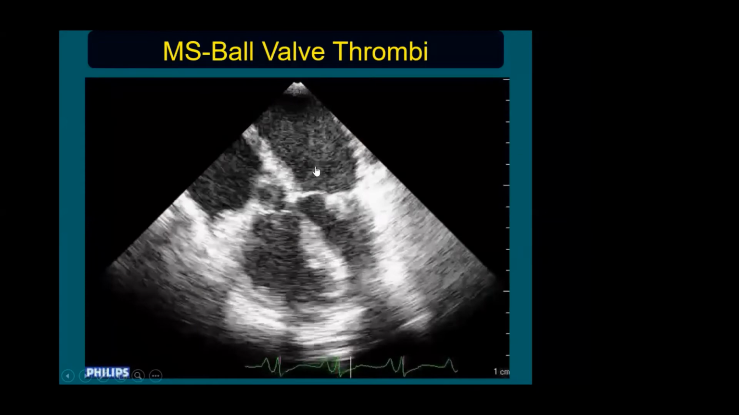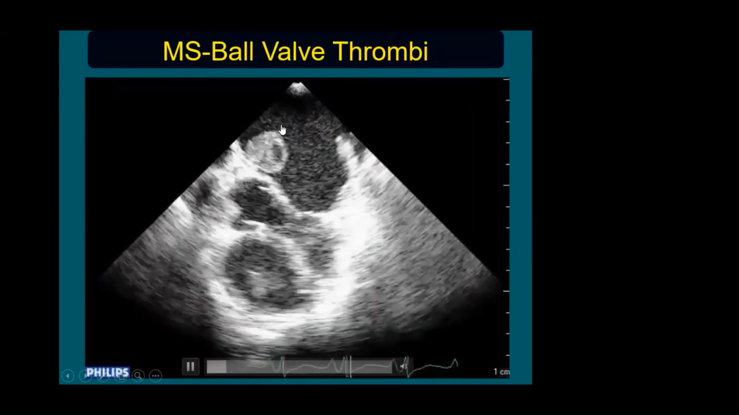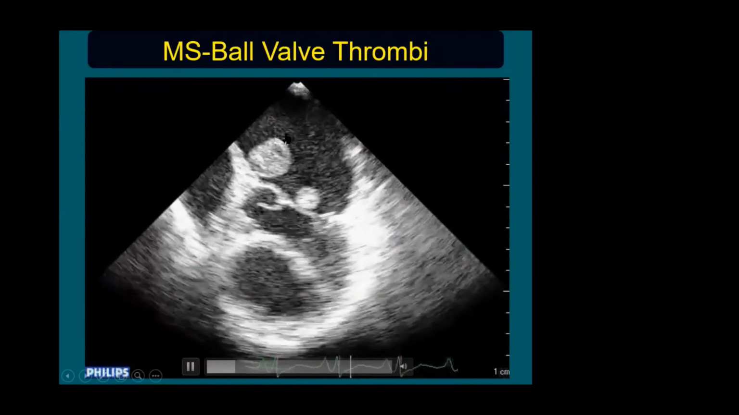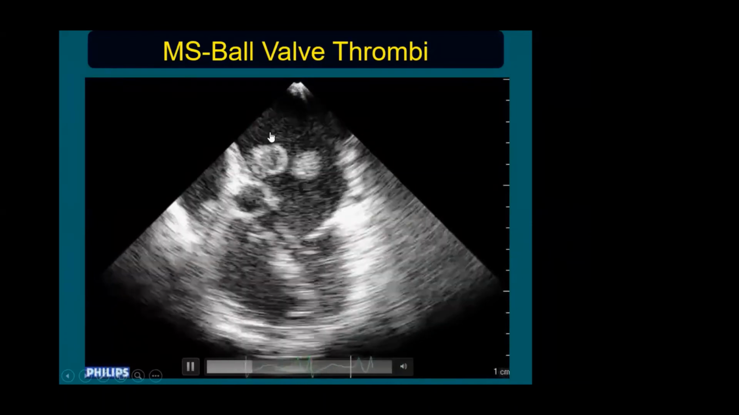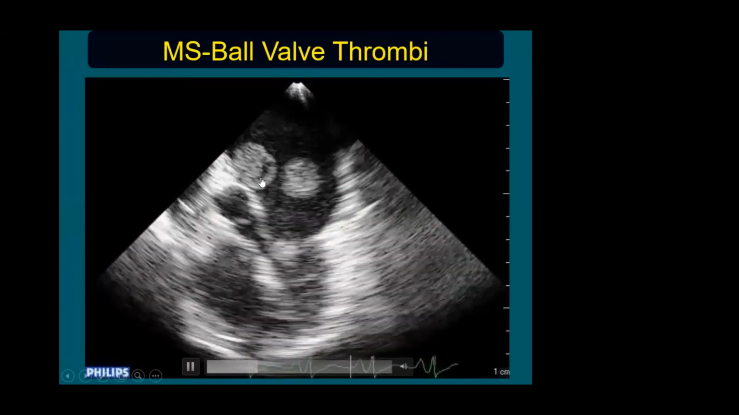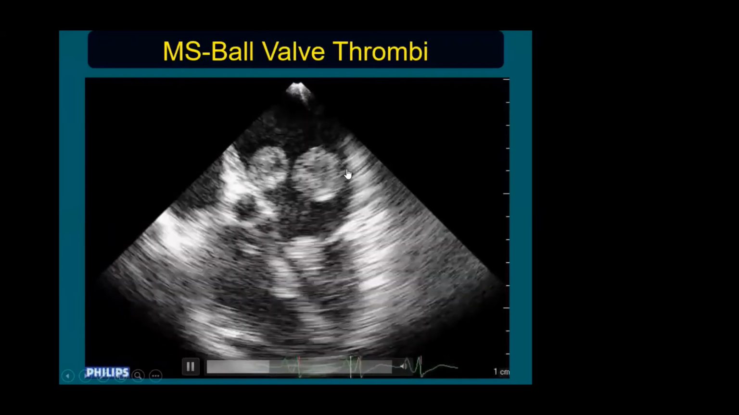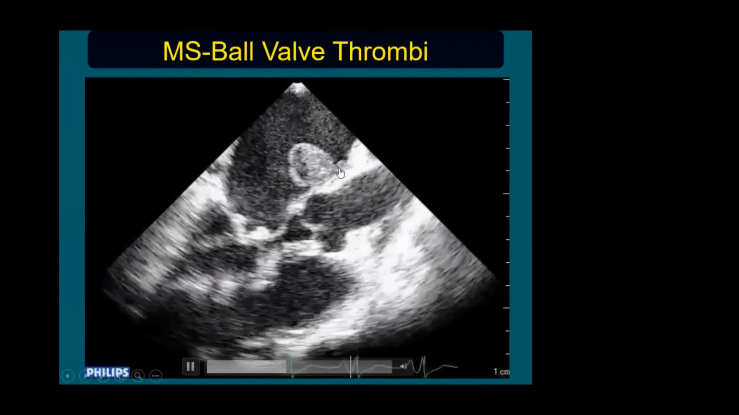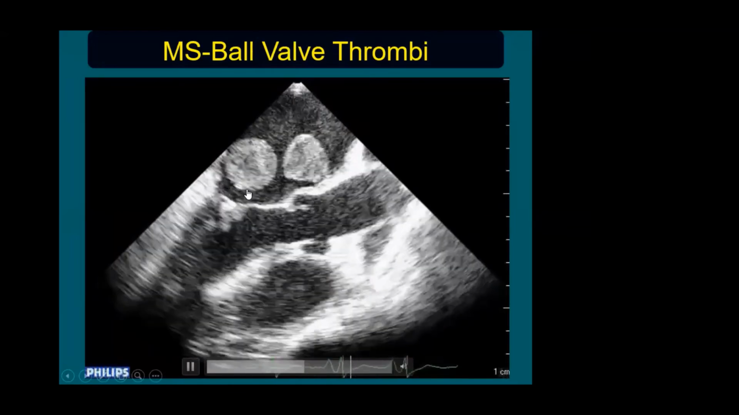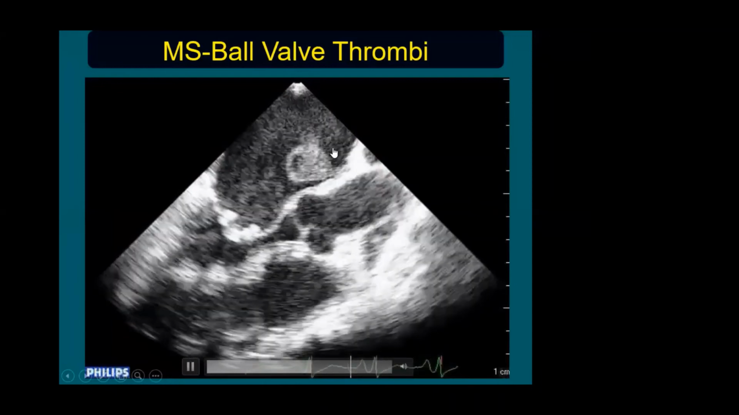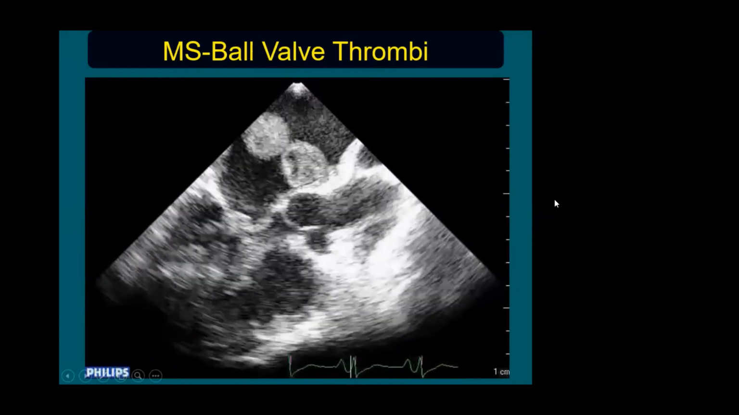This is another case of ball valve thrombus. In a transesophageal echocardiogram, you can identify there are 3 balls, and 2 ball thrombi are moving. You can see one large one, another small one. This one is attached to the interatrial septum. This is attached by a thin pedicle, and anytime this also may get moving. So there are multiple thrombi inside the left atrium, with 2 ball valve thrombi and another thrombus which is attached to the left atrial wall.